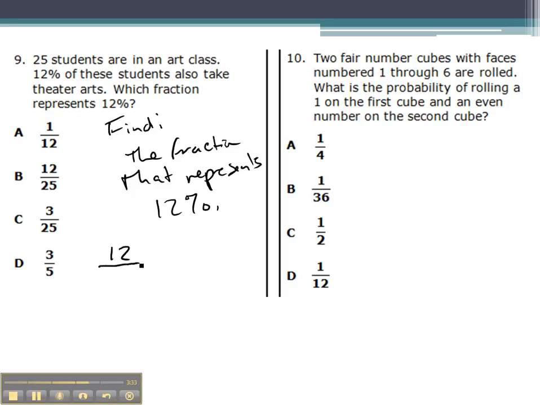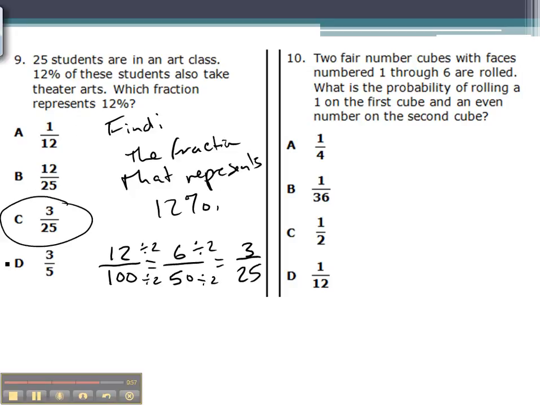So percent is per 100, so 12 out of 100, that's 12%. And then we simplify that fraction, divide by 2. We get 6 over 50, which makes me realize I could have simplified in one step. But if the greatest common factor doesn't jump out at you, it's not a problem. Just as long as you're careful with your work, you can simplify in as many steps as it takes. 6 divided by 2 is 3, and 50 divided by 2 is 25. So looking for 3/25, there it is. Answer choice C.